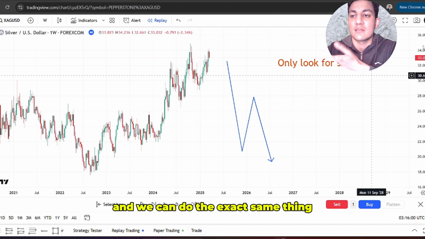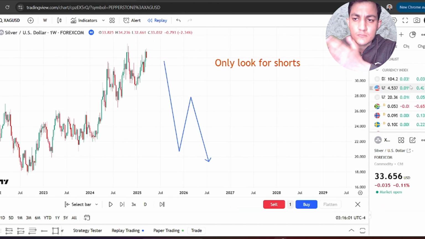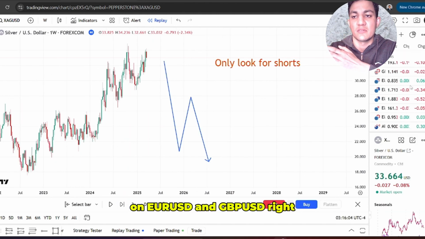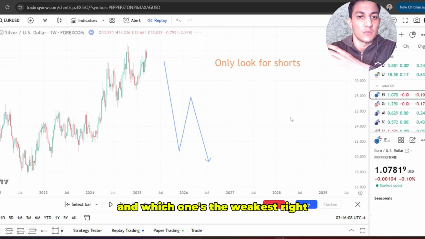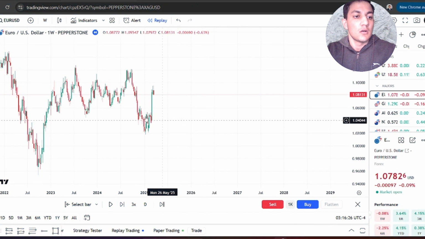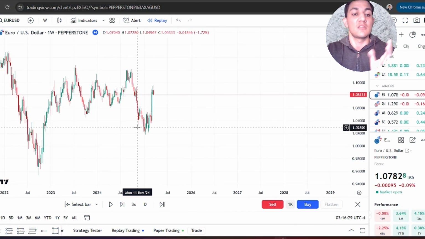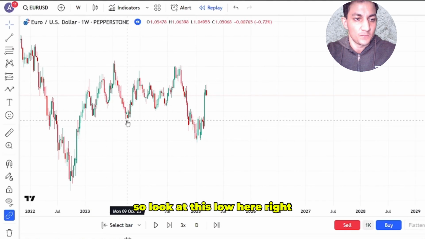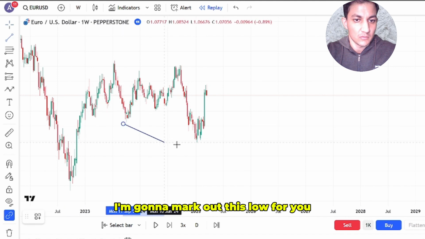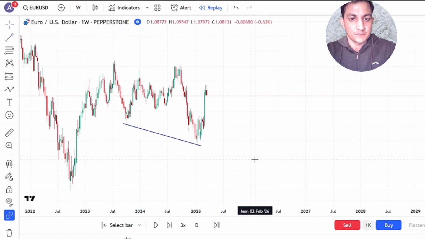And we can do the exact same thing. I'll show you the exact same thing on euro dollar and GBP USD, right? We can just look at the two pairs and compare which one's the strongest and which one's the weakest, right? So here we are on euro dollar, and you can do the exact same thing. And this is what made me profitable, right? It's what made me profitable, and I realized actually I was in the worst currency. So look at this low here, right? I'm going to mark out this low for you. Look at this low here, right?